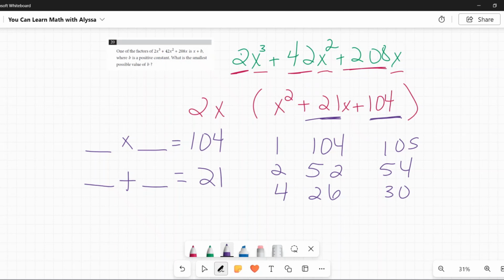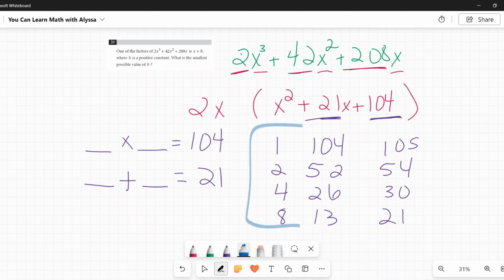All right, so again, 4 times 26, and then add those together, get 30. The next one would be 8 times 13, and hey, add those together. Yes, that is 21. If you're wanting to know my personal method for this kind of thing, because 104 isn't, I mean, how many of us know 4 times 26 off the top of our head?